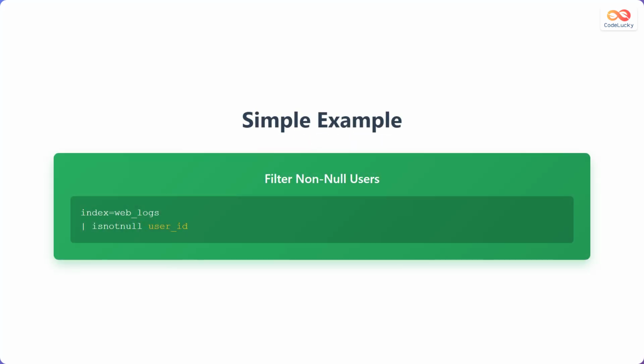Here's a practical example of using isnotnull. When searching weblogs, you might want to filter events that have a valid user ID. The command index=web_logs | isnotnull user_ID will return only those log entries where the user ID field contains actual data, excluding any anonymous or incomplete entries.